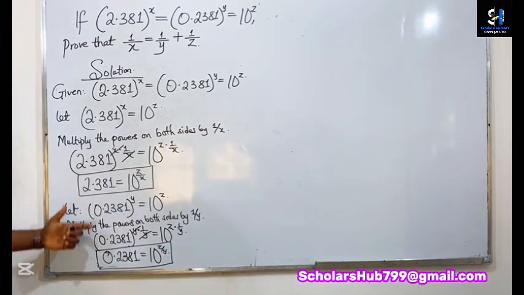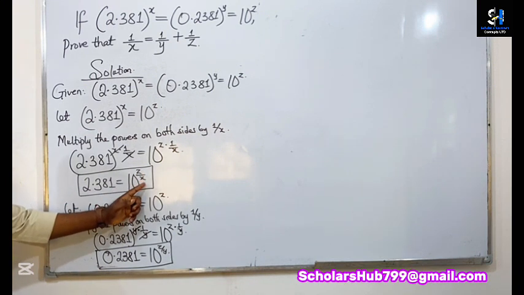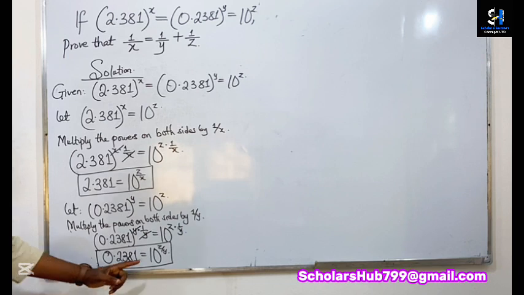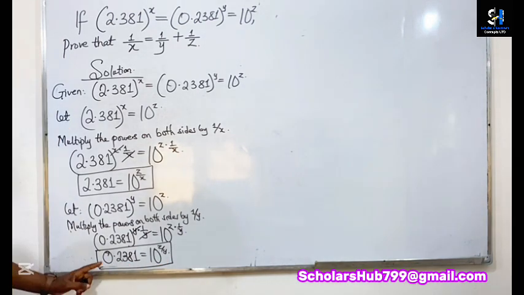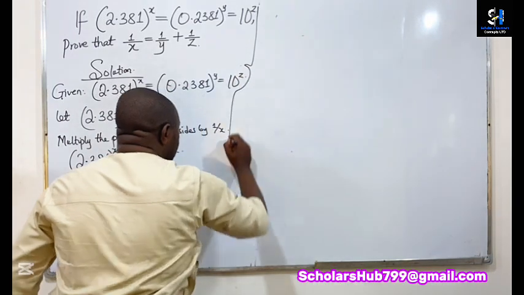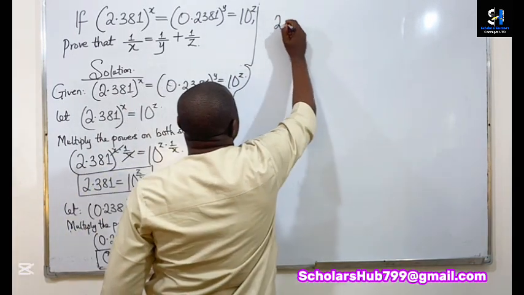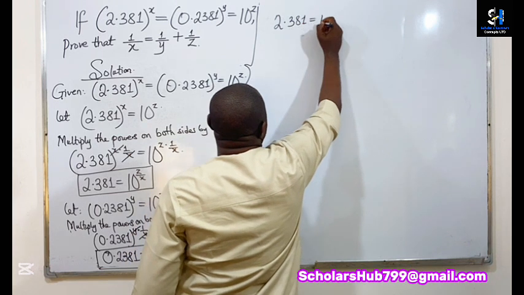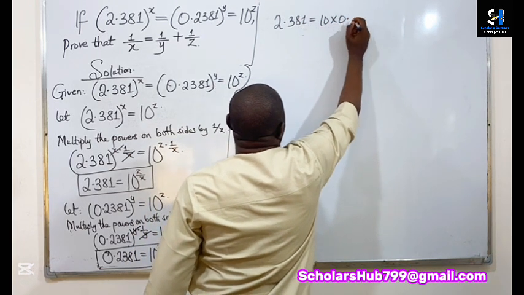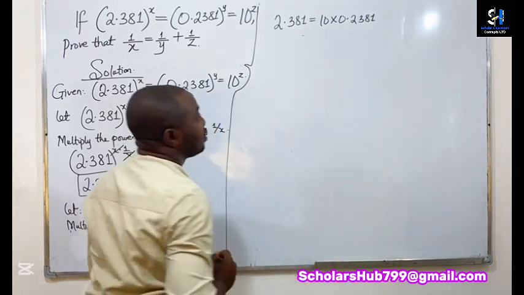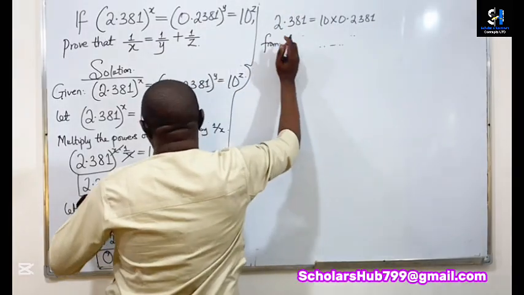Now let's look at the two equations. For 10 to the power of z over x, the value is 2.381. While for 10 to the power of z over y, the value is 0.2381. Now, it should be noted that 2.381 is the same thing as 10 multiplied by 0.2381. Very important.